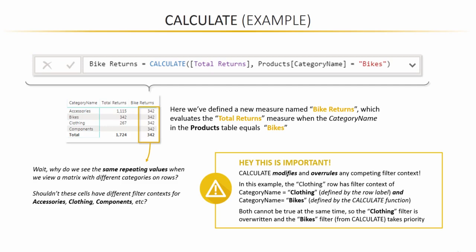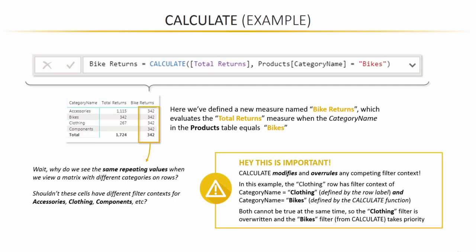don't care if I'm sitting here in a matrix row that says it should be calculating accessories or clothing or components. I'm the boss. I'm going to step in and say, we need to calculate for category name equals bikes, period. And that's why you see the same total row after row after row, even for lines like components, which didn't generate sales or returns.